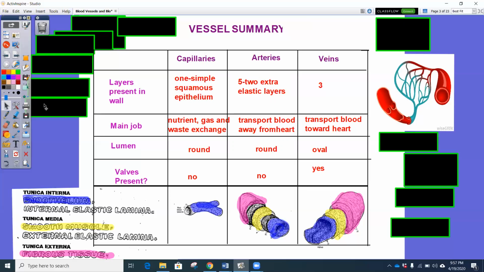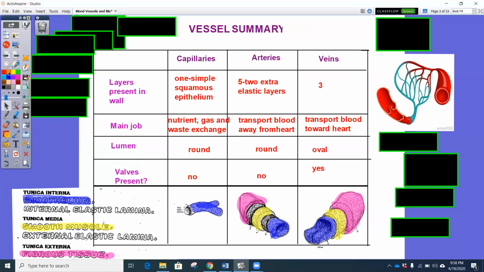There are not semilunar valves in the pulmonary trunk or in the aorta. The valves are before you get to that. They are technically part of the heart, not the vessel. They just allow blood into the vessel. Looking systemically across your whole body, there are no valves found within arteries. So we have to put no in this case.